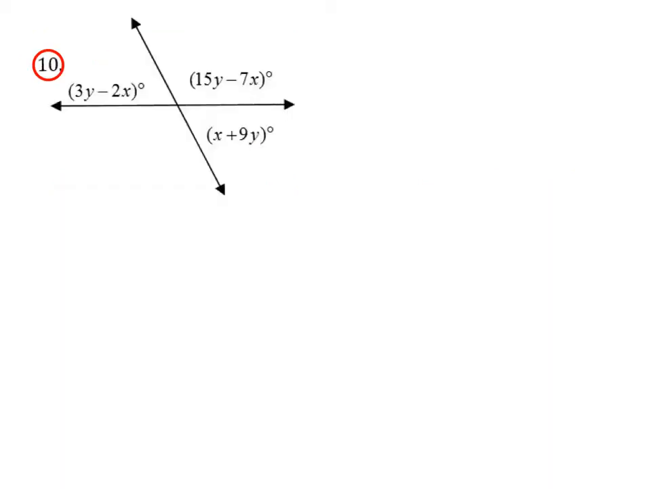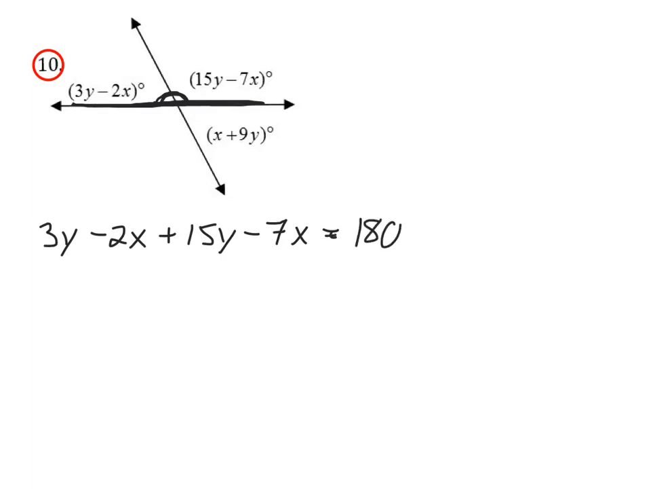Now, for this last problem, I'm once again trying to solve for multiple variables. So let's come up with a couple different equations. I can see that right here I have a straight angle, so that means these two angles are going to form a linear pair. So now I know 3y minus 2x plus 15y minus 7x equals 180.